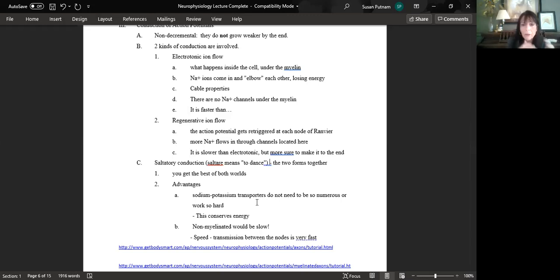For speed, the transmission between the nodes is very fast, and then getting regenerated at the nodes just makes sure that this potential reaches the end. In some diseases, we have the degeneration of myelination, which means the signal travels more slowly down the axon.